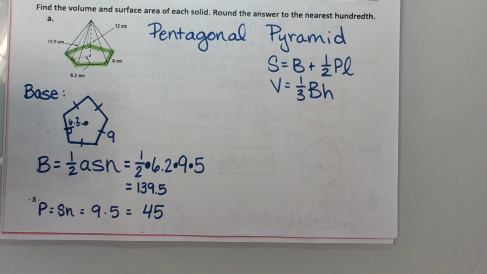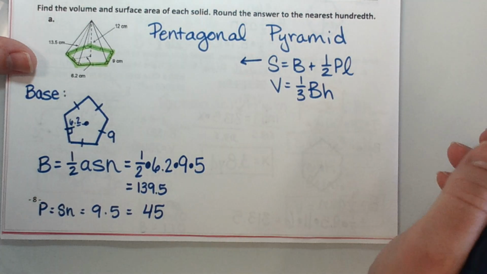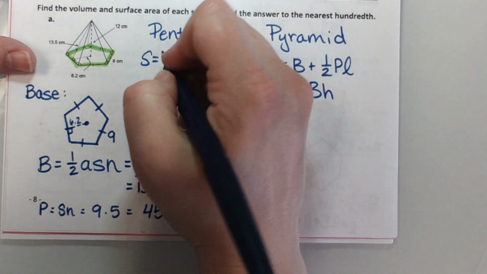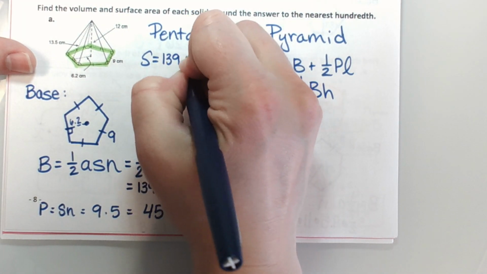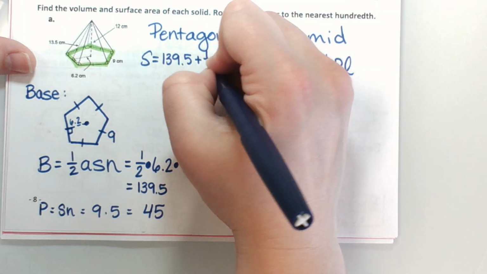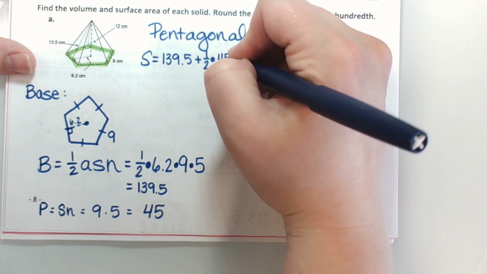I go back to what I was doing. Starting with this. S equals base area, 139.5 plus 1/2 times P times.